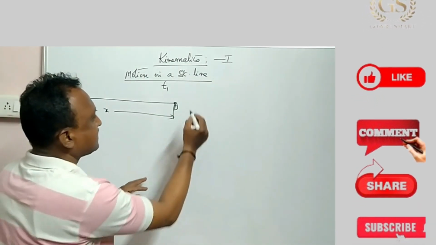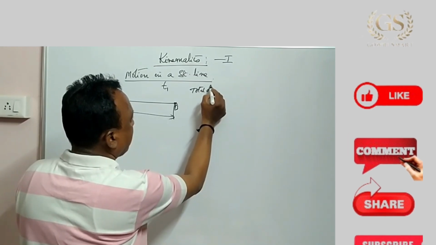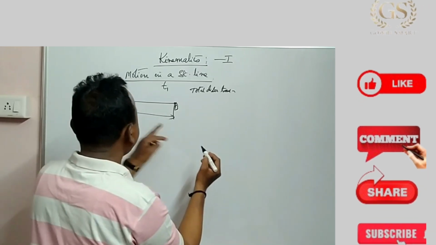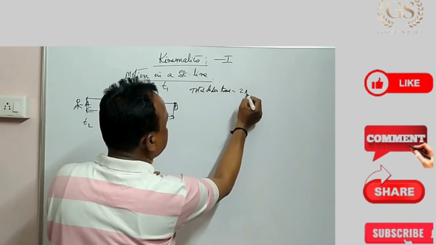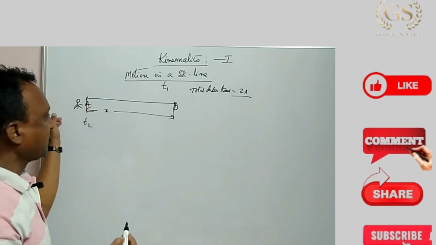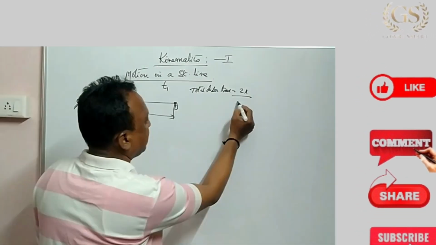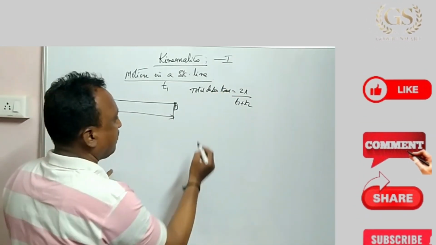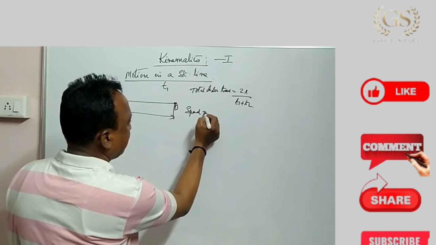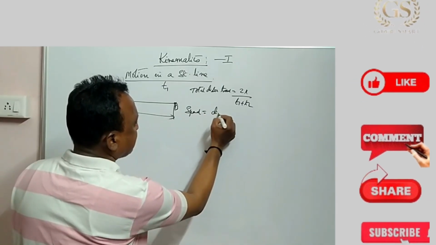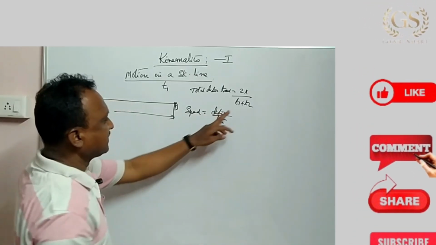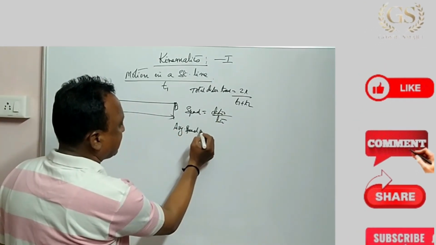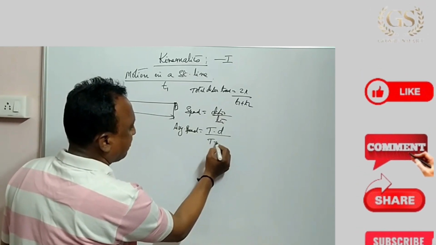Now what is the total distance travelled? Total distance travelled is equal to x plus x, AB plus BA, that is 2x, by what is the total time taken from A to B and B to A? t1 plus t2. So, total distance by total time. What is speed? Distance by time, or distance is equal to speed into time. Now, what is average speed here? Average speed is nothing but total distance by total time.